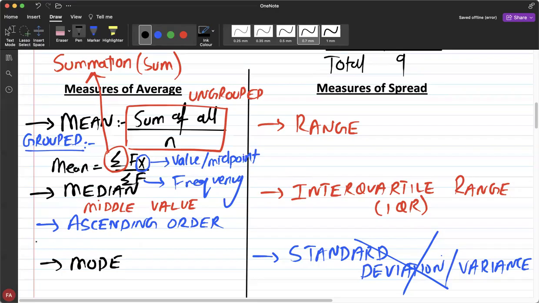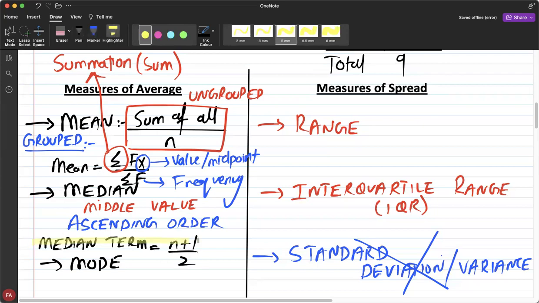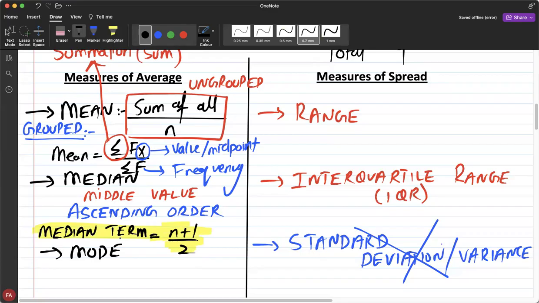In a very similar way, there's a way in which we can figure out the median value as well. But there's no such formula that we have. It's something that gives us the term. So we say the median term over here is something that can be calculated by n plus 1 over 2. Moving on to the third aspect, which is mode. When I say the word mode, it means something that is repeated most.